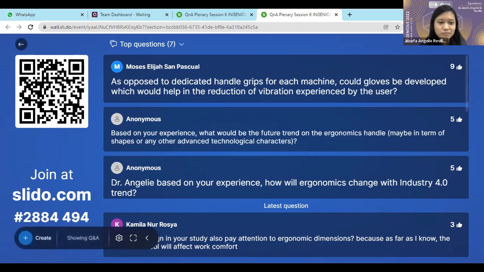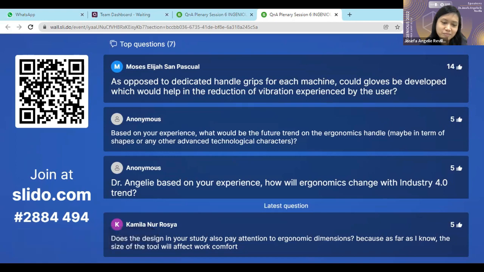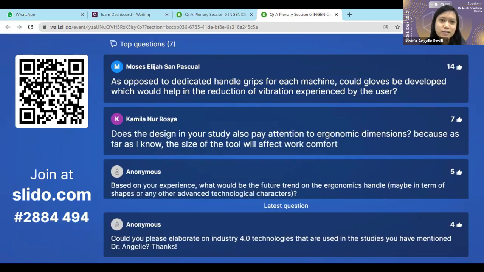And for the last one, a question from Moses asks: as opposed to dedicated handle grips for each machine, could gloves be developed which would help in the reduction of vibration experienced by the user? We actually already have gloves to minimize or control vibration.